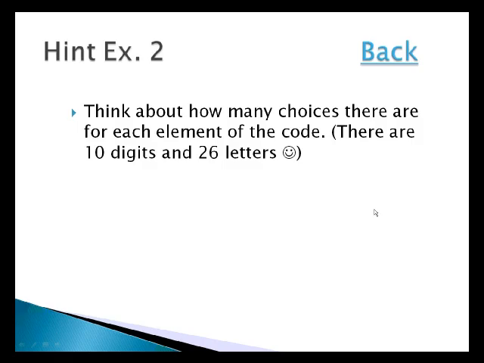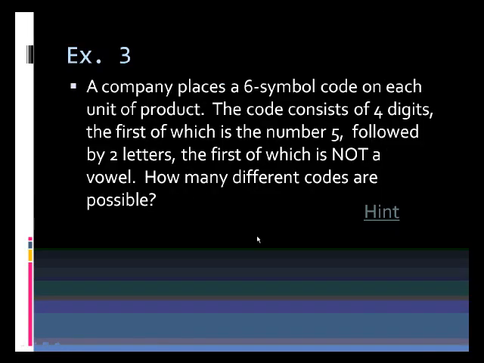Okay? So, your hint to get you started: think about how many choices there are for each of the 6 spots in the code. There are 10 digits, there are 26 letters. How many of those 26 letters are vowels? 5 of those letters are vowels, so 21 consonants. It's a 6-digit code, so you have 6 spaces. All right, so take a second, try and think about this. There are 10 possible digits. The code is a 6-digit code. Just think about it for a minute.